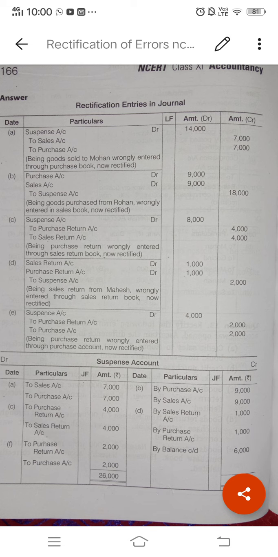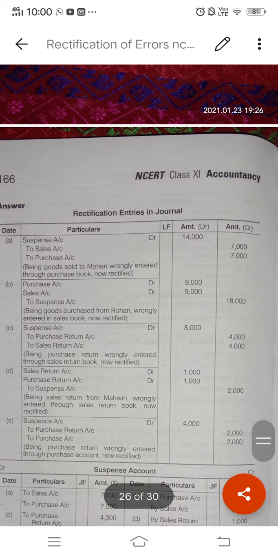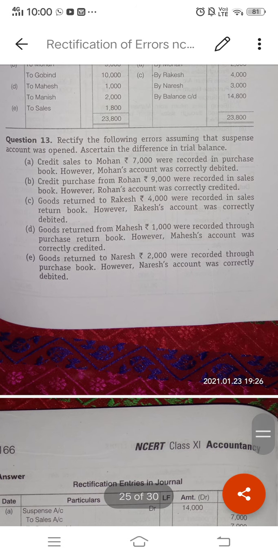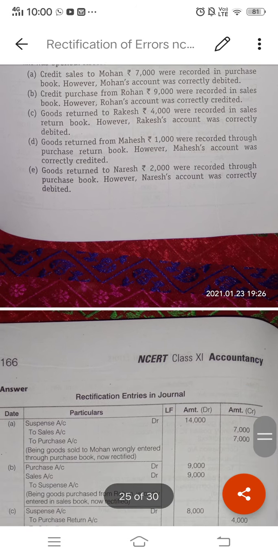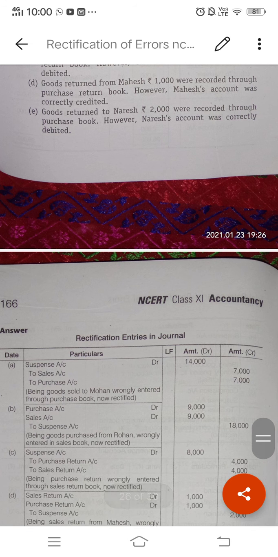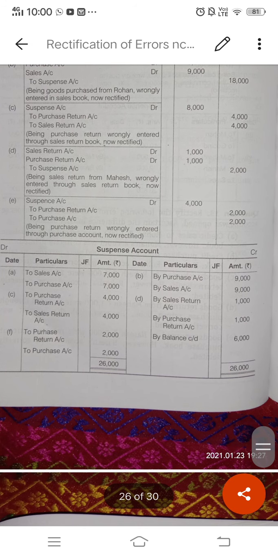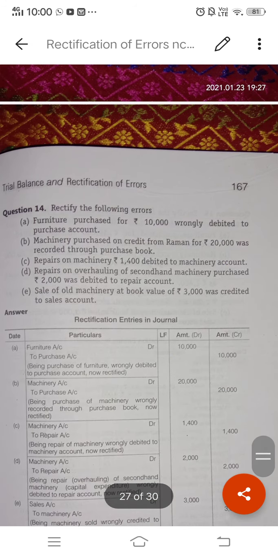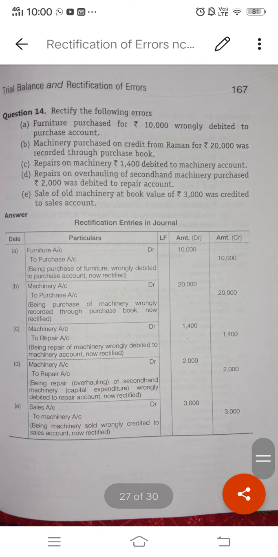So write the journal. First read the transaction, write the correct entry, see the error and rectify the error. In this sum they asked to prepare the suspense account. So after preparing the journal entries, post the entries in the suspense account and find the closing balance.